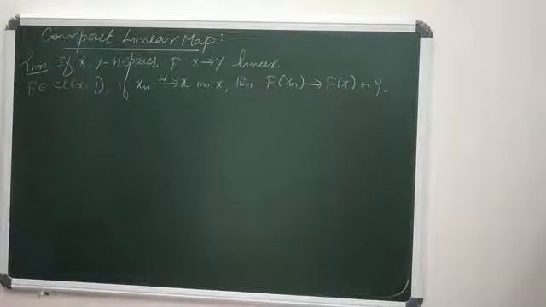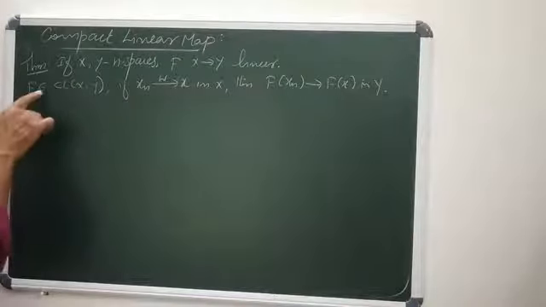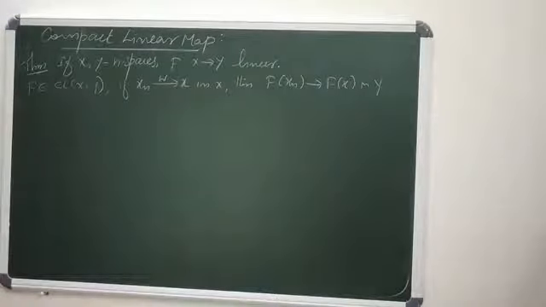So this is our first argument. Let X and Y be normed spaces, and let f from X to Y be a compact linear map. If xn weakly converges to x, then f of xn converges to f of x in Y. How?